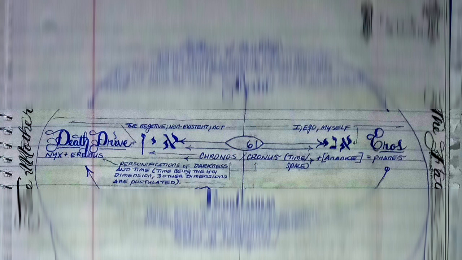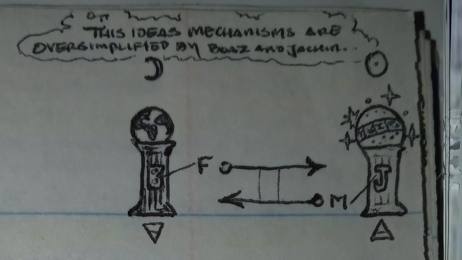So 61 is the term that reconciles both the negative, the not, the non-existent, and relates it to I, ego, myself, meaning things coming from chaos, from the more dark side of the pillar, to the light side of the pillar, represented by Eros or Phanes. And you also see in the upper right hand corner of this diagram the pillars of Boaz and Jachin. Again, I'm going to refer to those.